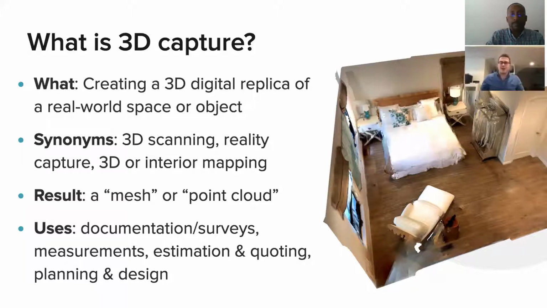And it's typically available in two different formats. One is a point cloud, and the other is a 3D mesh. And what Canvas delivers is a 3D mesh file. So if you have questions about point clouds, I can get into that later. And there are a lot of uses for digital twins. You can use them for documentation and surveying, for capturing measurements, for estimation and quoting, and planning and design.